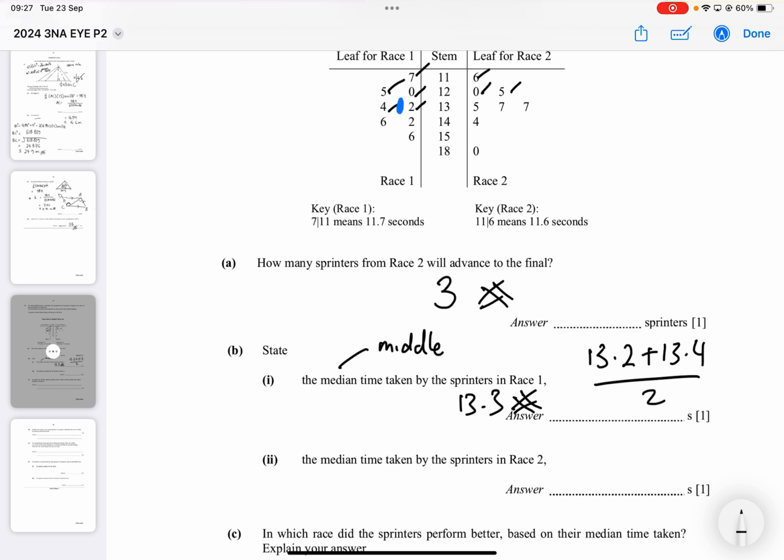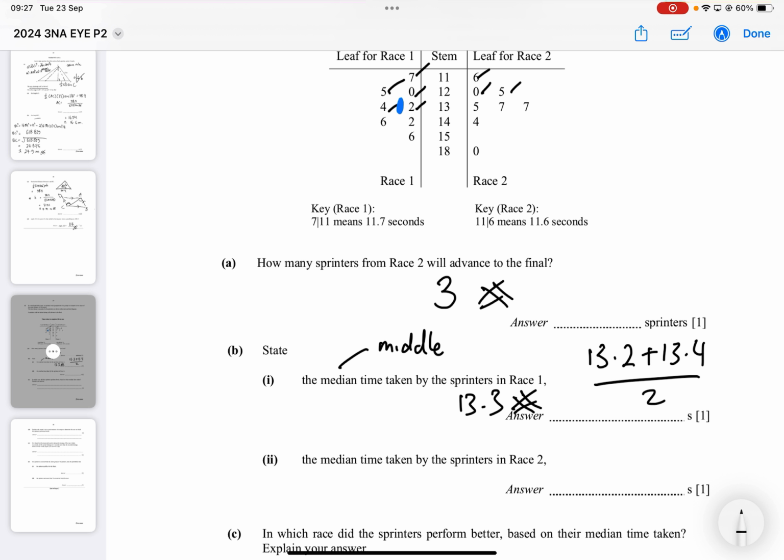Okay? Yes? Okay, so the median is the middle. Then we only look at race 1. Race 1 has 8 entries, so it's exactly in between the top 4 and the bottom 4. That is the idea.